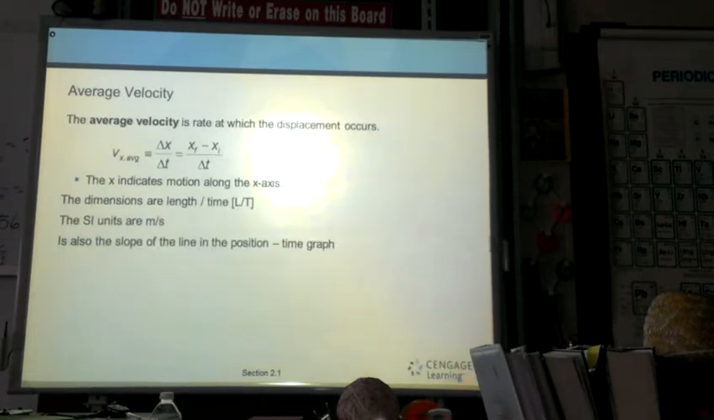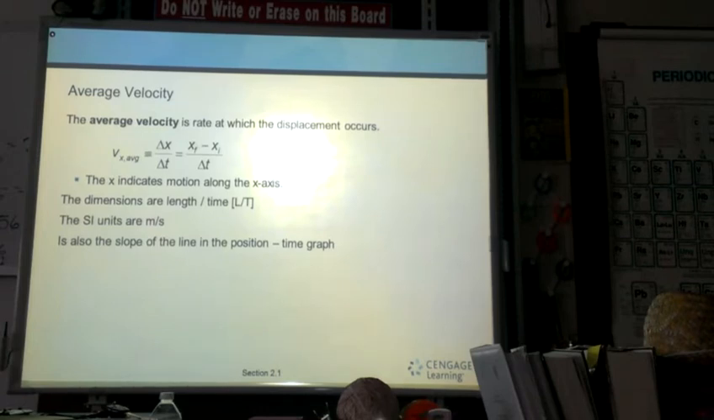Average velocity. There's 2 different kinds of velocity that we're going to talk about. There's average velocity, and then there's instantaneous velocity. We will probably deal more with average velocity than we will be dealing with instantaneous velocity. So average velocity is the rate at which displacement occurs. So velocity is dependent on displacement. But speed, average speed, is dependent on distance.